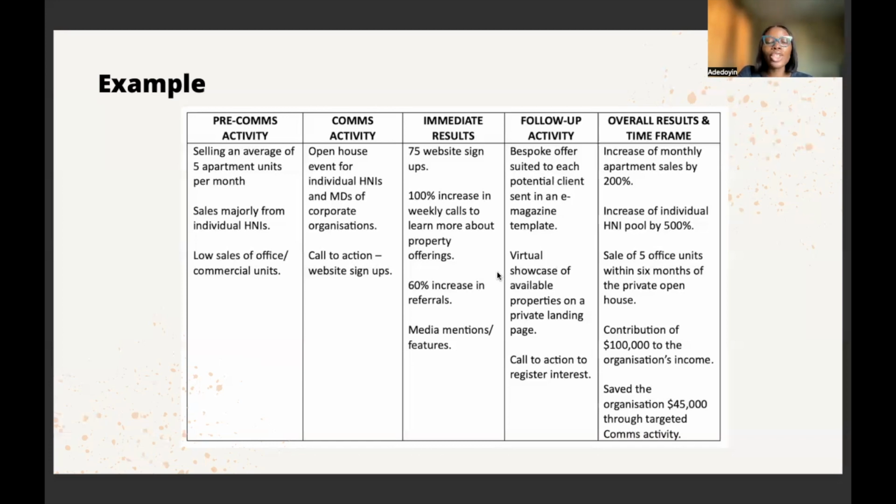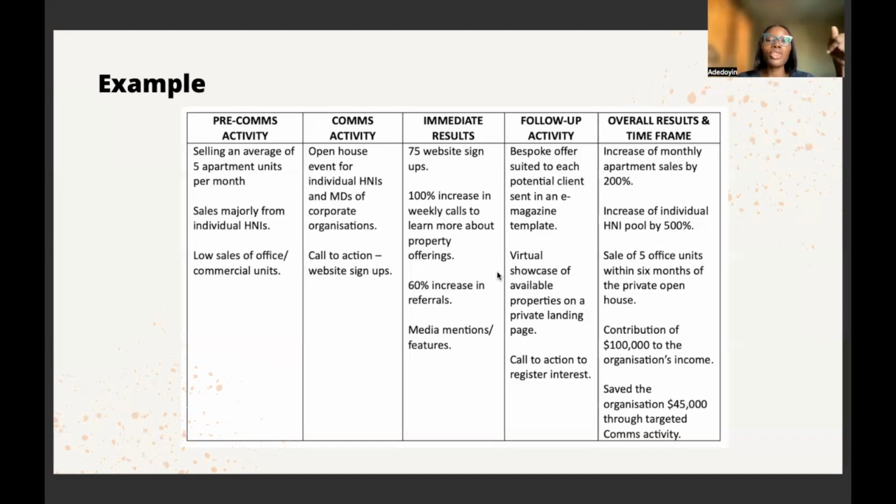And then the call to action is maybe you have a private website or a landing page where they can sign up and indicate their interest in the offering, or they can also give you further information of what it is that they want, whether they're looking for investment property, if they're looking for the commercial units, what are they looking out for? So that can be your call to action, for example.